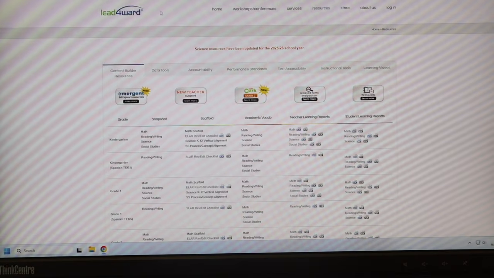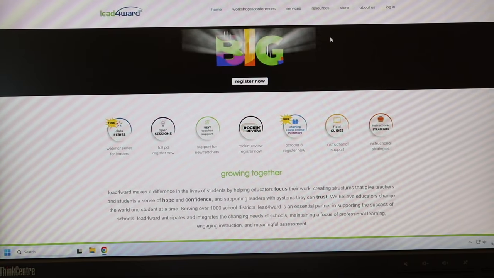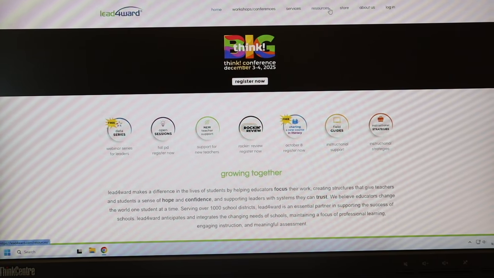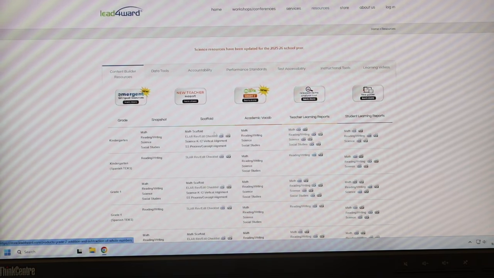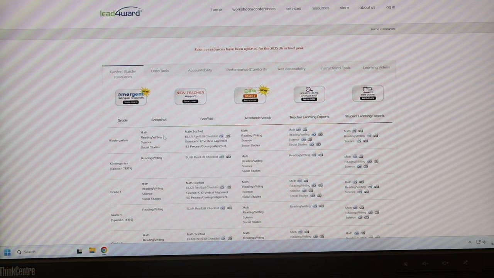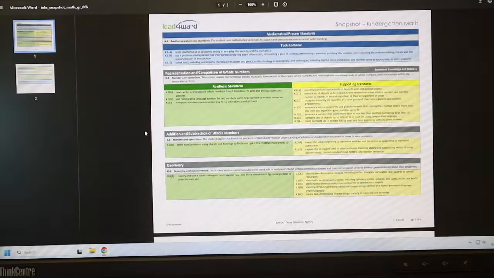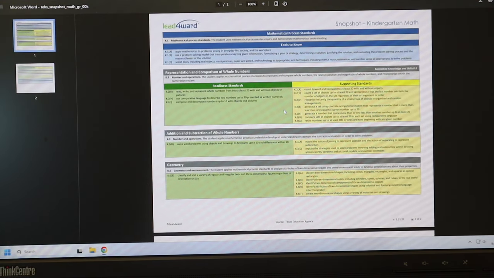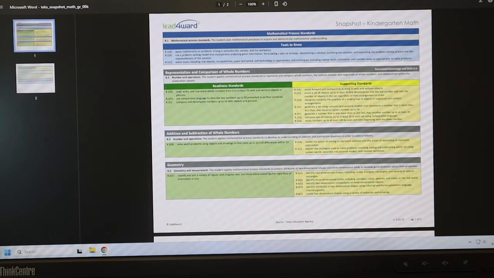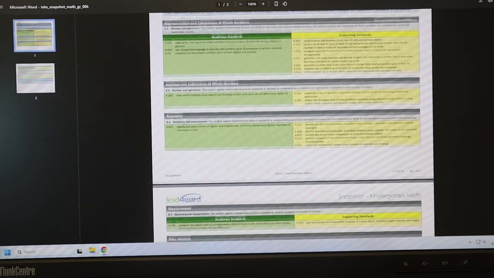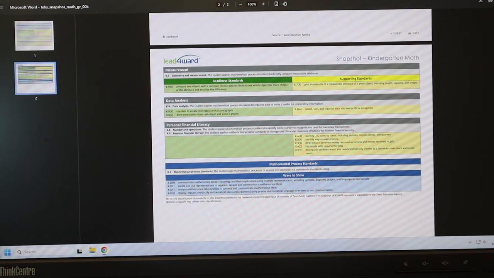Okay, but what I want to look at is if we're at the home page, you're going to go up here to the top right hand corner. You're going to click on resources, and then we're looking at the snapshot section. So I teach kindergarten, so I'm going to click on math, and then you have all of this. So you have your readiness standards in green, and then you have your supporting standards in yellow. So this pretty much gives you all of the TEKs and it puts it into the specific category you need.